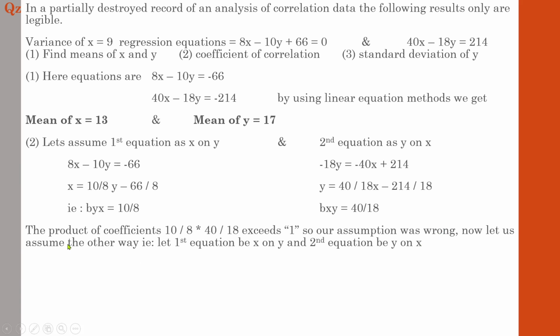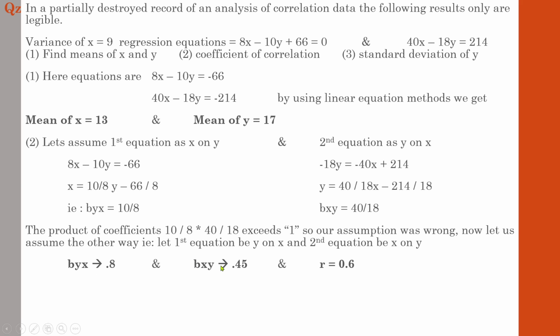Now let us assume the other way. Here I assume that the first equation is y on x and the second equation is x on y. You need to follow the same steps again, and from that I got that byx is 0.8 and bxy is 0.45. If you multiply these two values, you will not get a value greater than 1. So our second assumption was right.